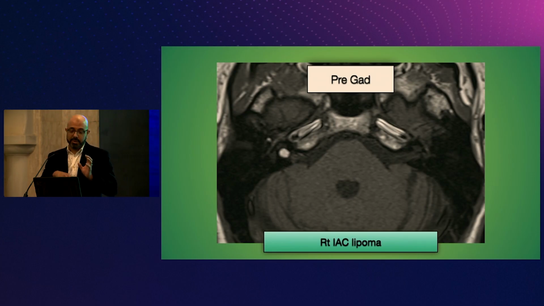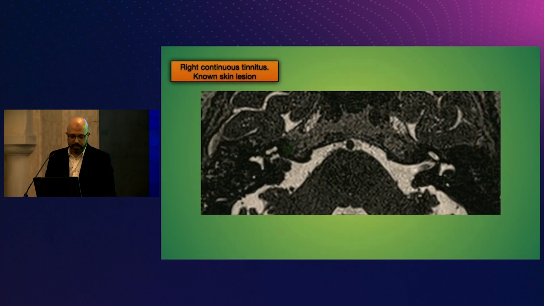How can we differentiate between something like this, a lipoma, or a metastatic melanoma? Just a fat-SAT sequence, pre and post-contrast. You will find if it is suppressing completely, this is a lipoma. If it is not, this is a melanoma. I'll show you a case of melanoma here, another filling defect, right continuous tinnitus.